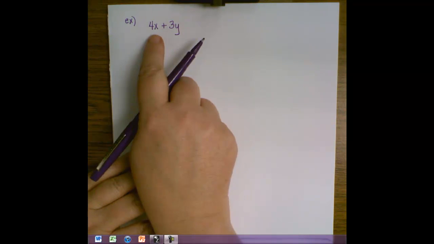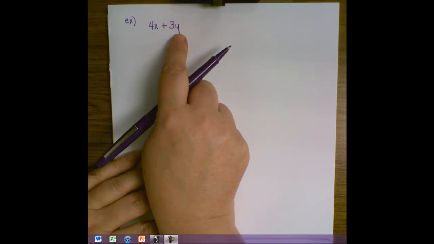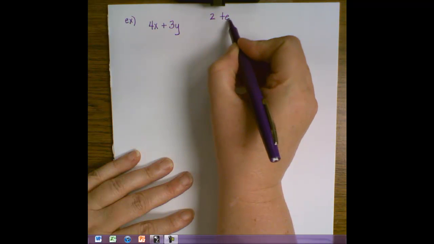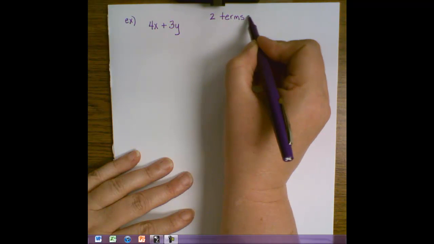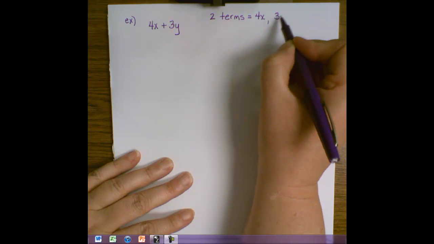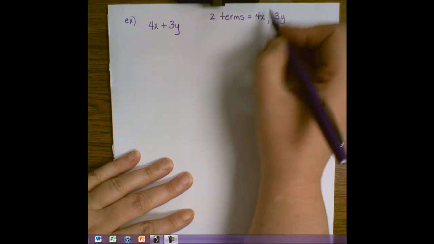And in this expression, first of all, notice that it is an expression because it doesn't contain an equals. We have two terms, and the terms are 4x and 3y.